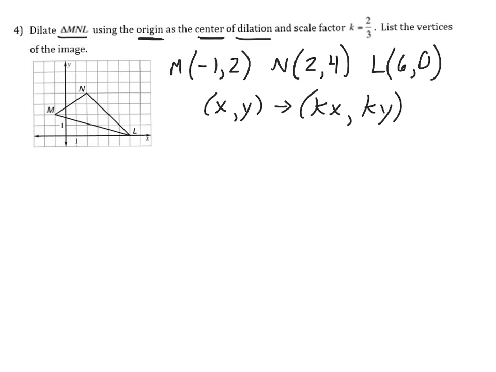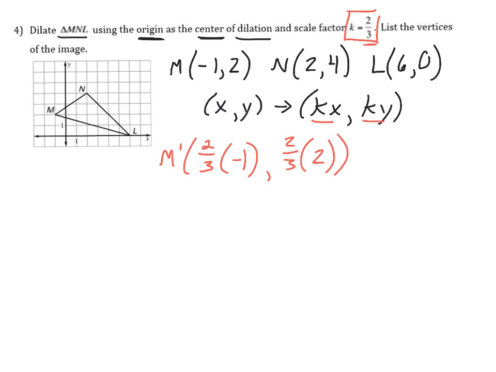Now in this case, my scale factor is 2 over 3. So I know right away it's going to be a reduction. My image is going to be smaller than my pre-image. So now let's go through and apply this scale factor to all my points. So for M prime, it's going to be 2 over 3 times the x value and 2 over 3 times our y value. We can try to simplify that first to start. So I know M prime is going to end up at negative 2 over 3, comma 4 over 3. So not the easiest point to graph, but we'll figure it out.